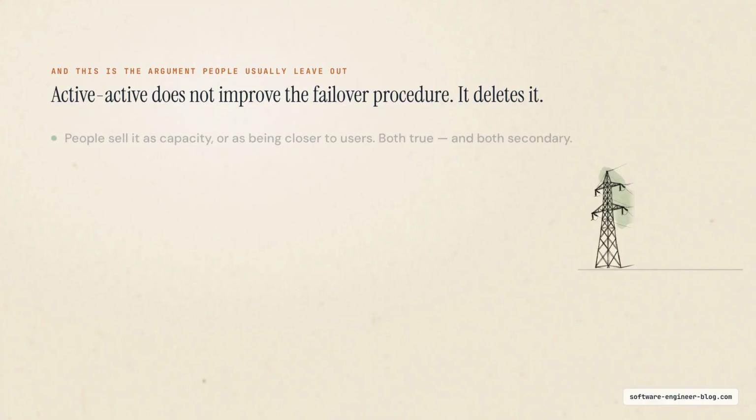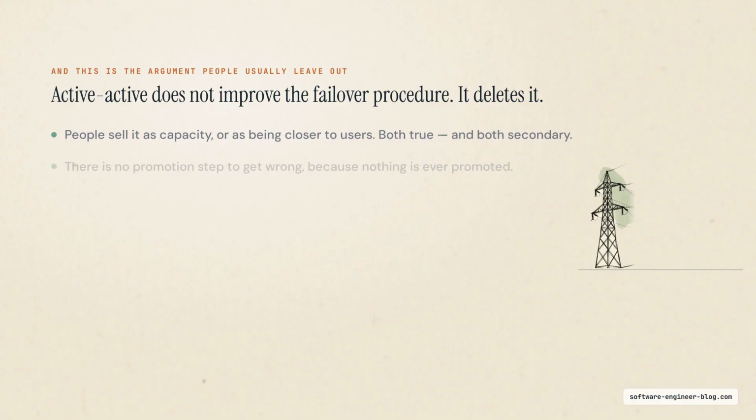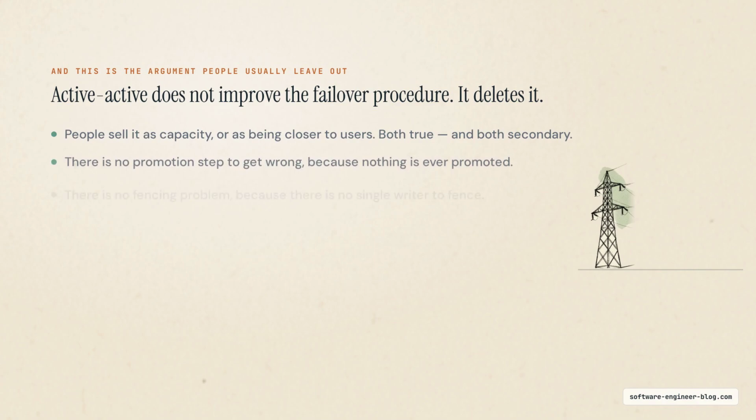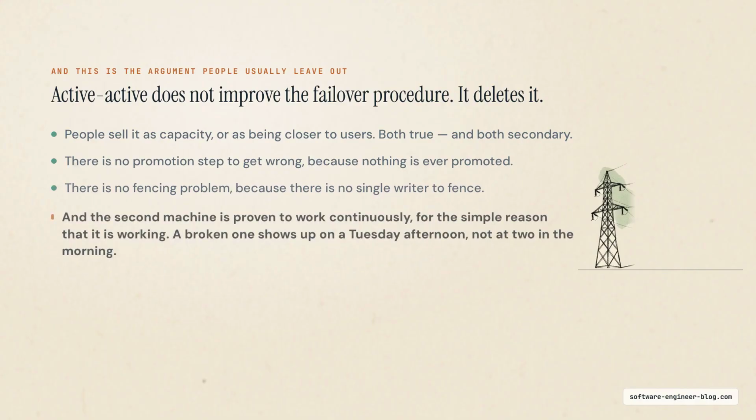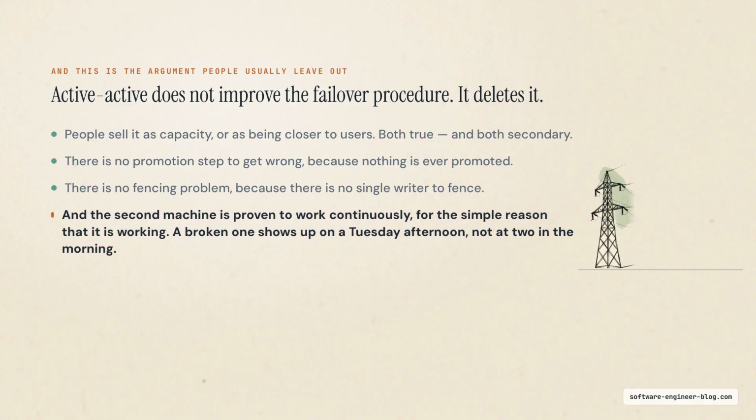The actual argument is that active deletes the failover procedure, instead of trying to improve it. There is no promotion step to get wrong because nothing is being promoted. There is no fencing problem because there is no single writer to fence. And the second machine is continuously proven to work, for the very simple reason that it is working. If it were broken, you would have found out on an ordinary Tuesday afternoon, and not at 2 in the morning. So why does anybody still run active-passive?